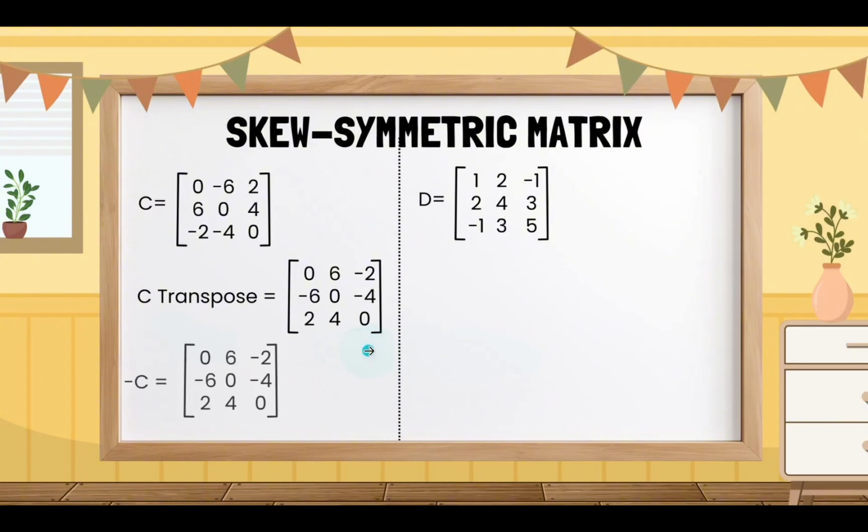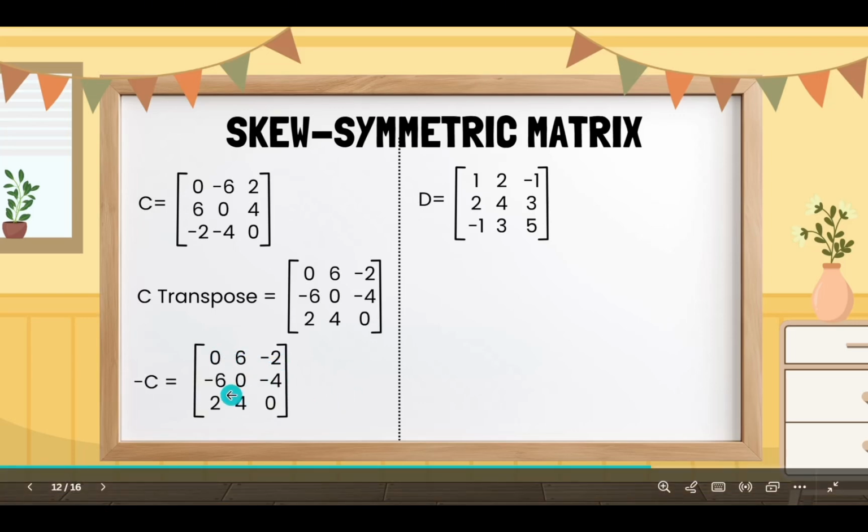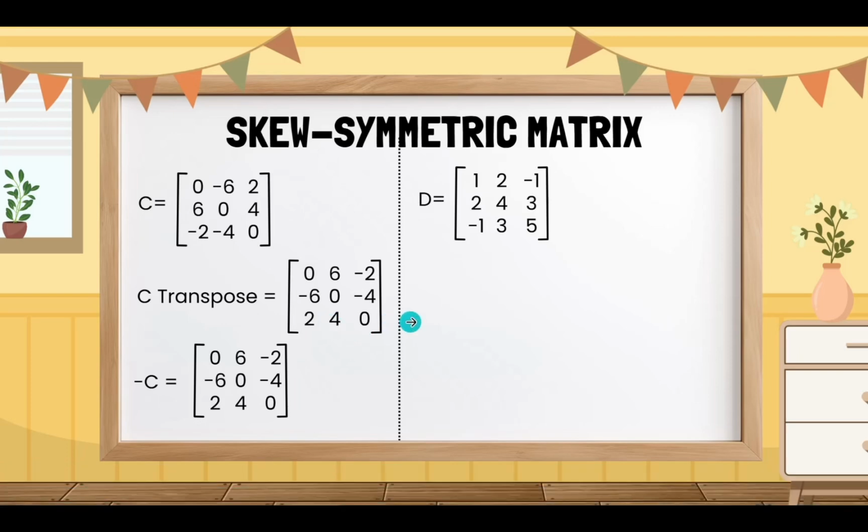Let's see. When we negate the original matrix, it's going to be 0, 6, minus 2, minus 6, 0, minus 4, 2, 4, and 0. So it's the same. That means this is a skew symmetric matrix. But we have another example here. Here we have the matrix D, which is 1, 2, minus 1, 2, 4, 3, minus 1, 3, 5. We need to transpose the matrix.